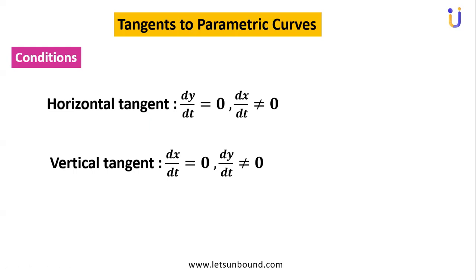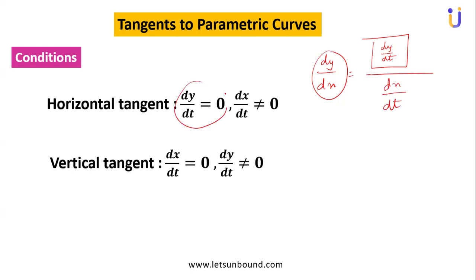Now, one more important concept, tangents to parametric curves. Tangent means the tangent function is the dy by dx function, right? Since it's parametric, it won't be that simple. It will be dy by dt and dx by dt. For a horizontal tangent, set your numerator to 0. That is, the differentiation of y with respect to t set to 0, and for a vertical tangent, the denominator is 0. That's the simple condition you need to apply, right? Very simple.